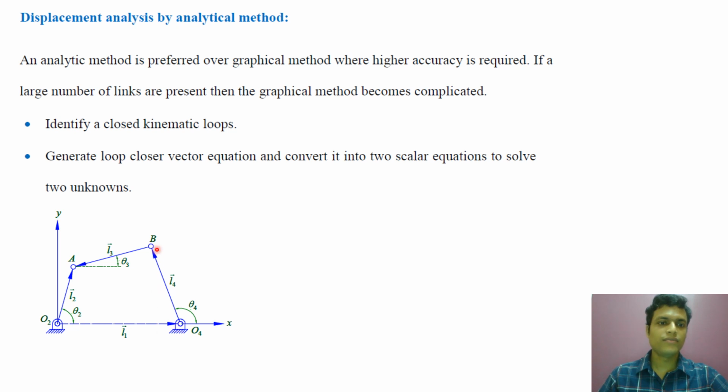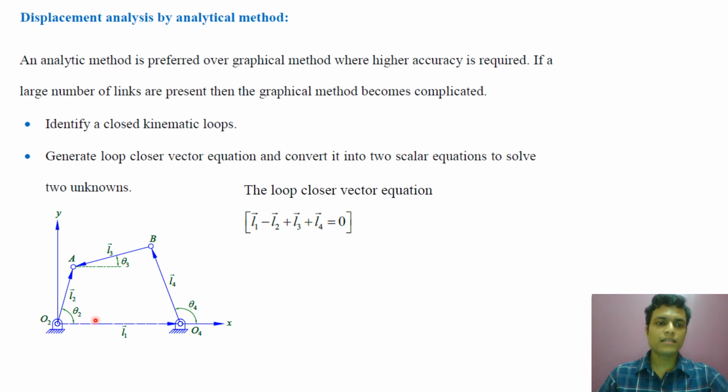So this is the closed kinematic loop: L1 plus L4 plus L3 minus L2 is equal to 0. So the resultant of a closed vector is 0. So what will the vector equation be? L1 minus L2 plus L3 plus L4 is equal to 0. So this is the loop closure vector equation.